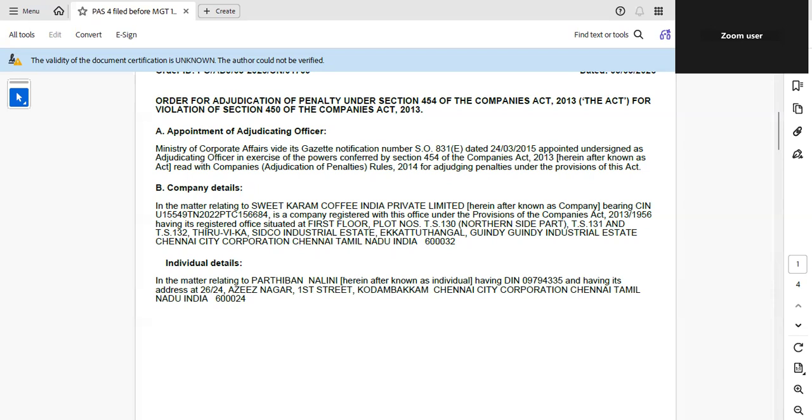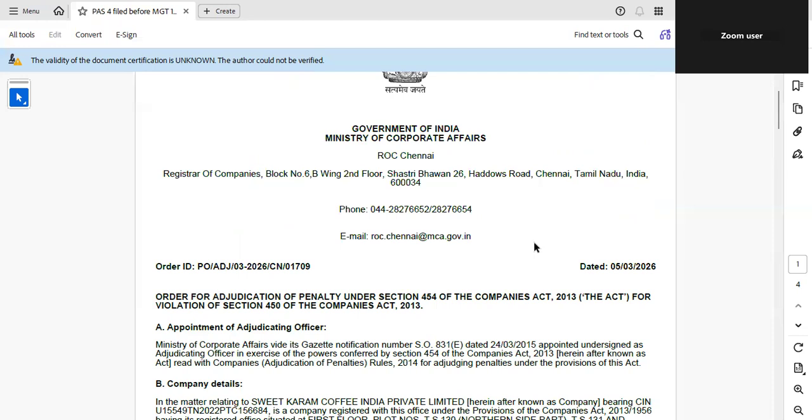Here is the interesting case. PAS 4 is issued before MGT 14 filing. It becomes non-compliance and ROC imposed penalty. So when PAS 4 is issued before filing MGT 14, we will see what is the action of the ROC.